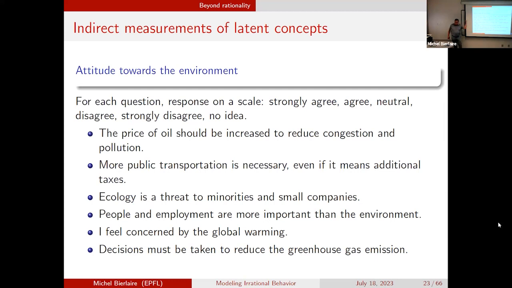Second thing, remember the framing idea that I talked about? So to avoid framing, some of these statements are going in one direction, like more public transportation is necessary. And some other statements are going in the other direction. Ecology is a threat. So for somebody who would care a lot about the environment, some of these would be disagreement and some of these would be agreement. So the reason why we change this kind of phrasing is to avoid framing, because if all the statements were positive, this would amplify the framing that I described before.